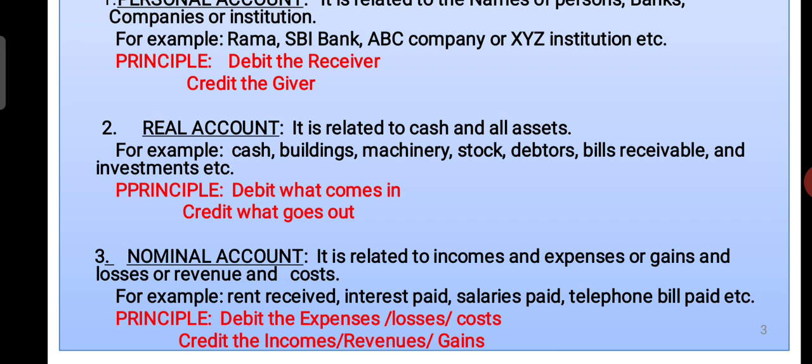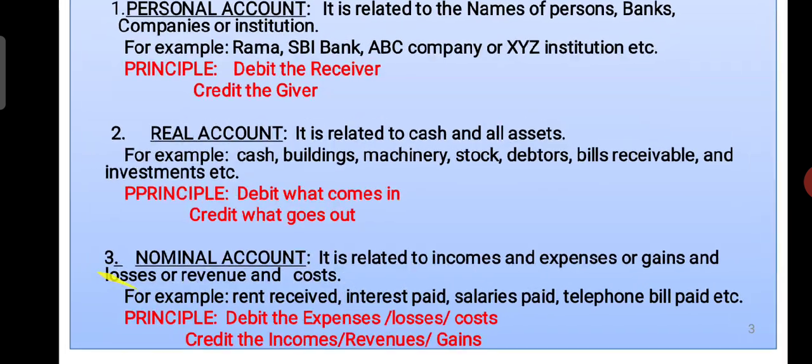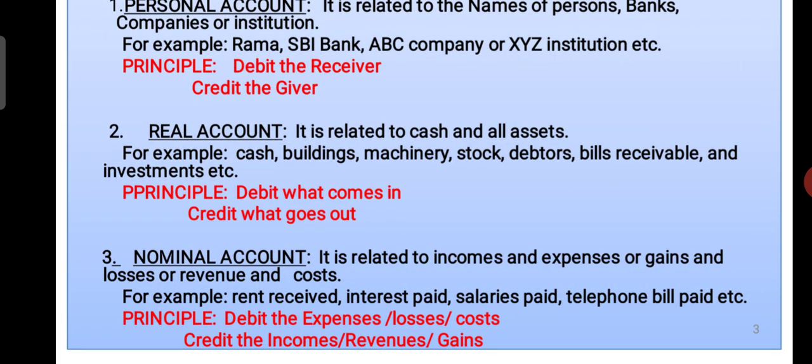Let me ask you some questions, students. What is nominal account? It is related to income and expenses, or gains and losses, or revenues and expenses. What are the examples for nominal account? Rent received, it is income; interest paid, salary paid, telephone bill paid, etc. What is the nominal account principle? Debit the expenses, losses, costs, and credit the incomes, revenues and gains.